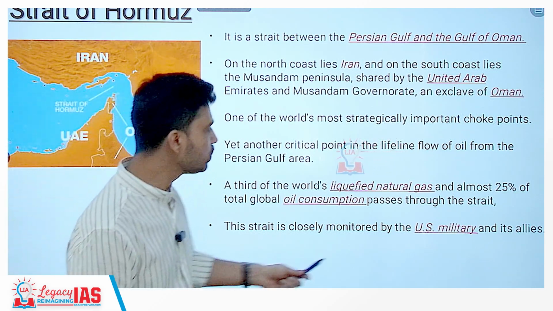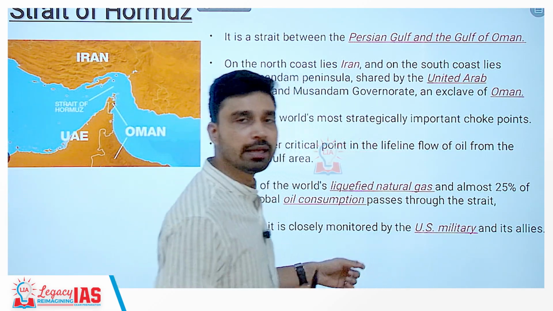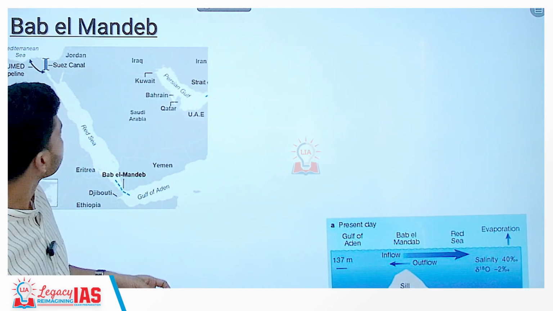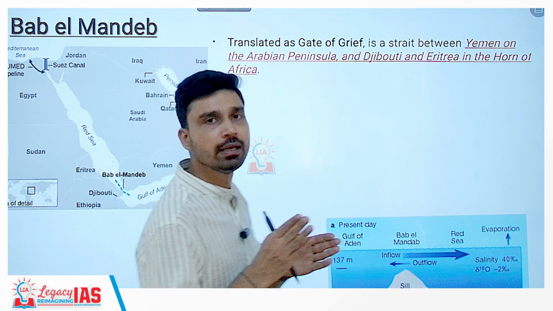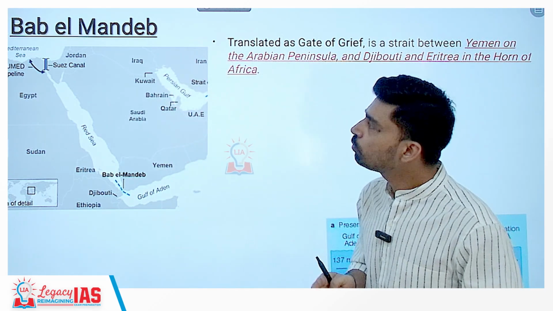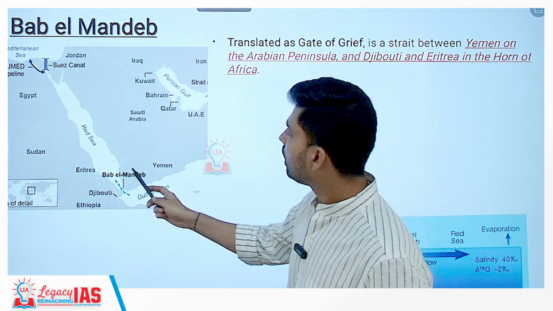So this strait is closely monitored by the US military and its allies, as we have discussed before. Now next in line is another strait nearby the Gulf, this, what you can say, Strait of Hormuz, is Bab al-Mandab.